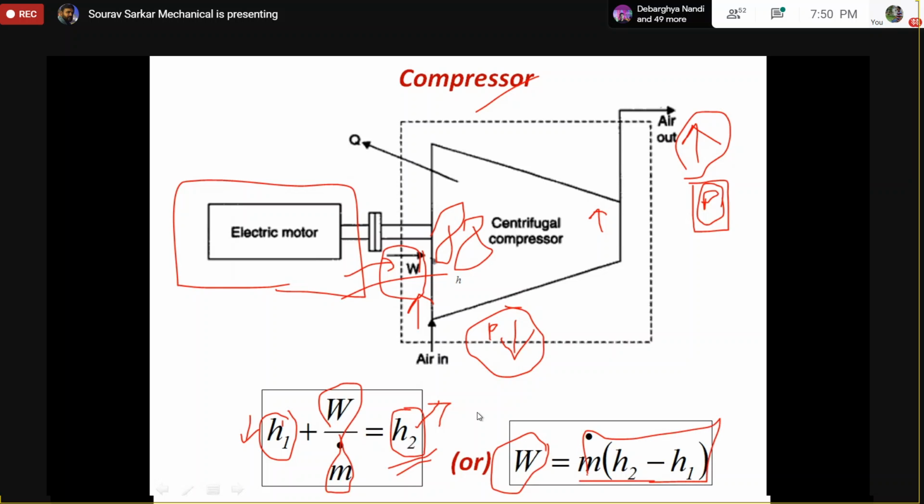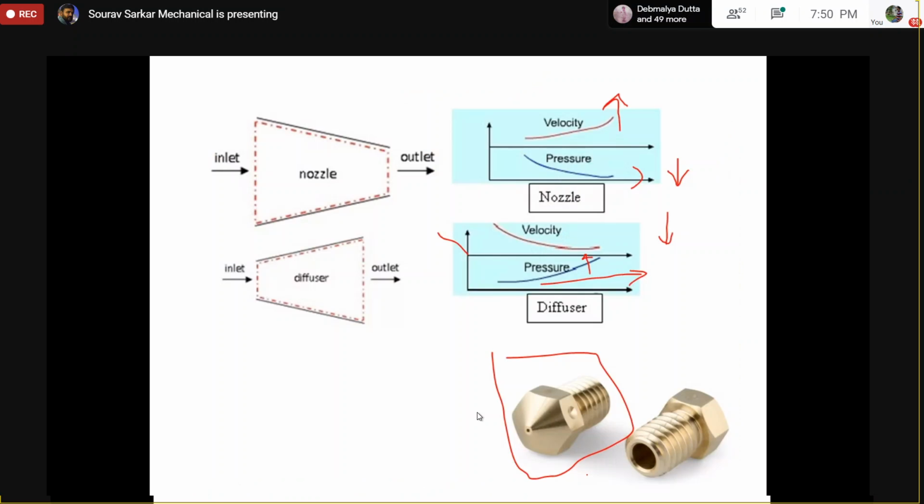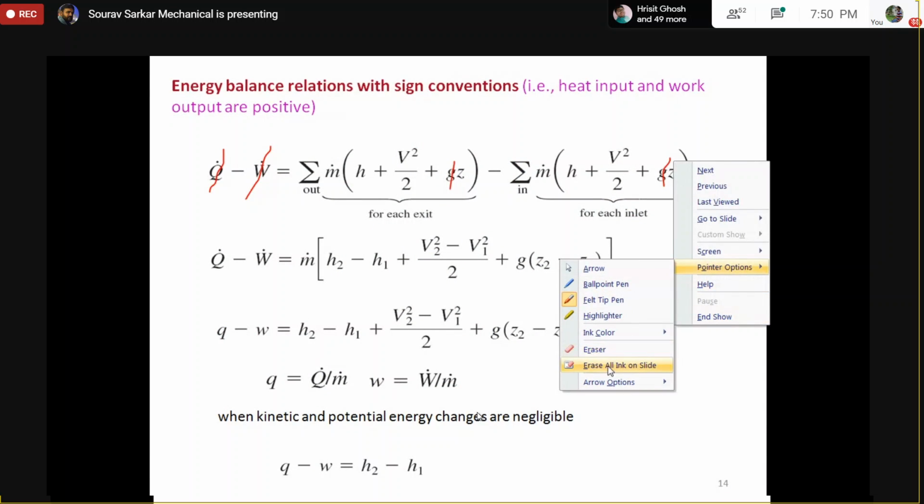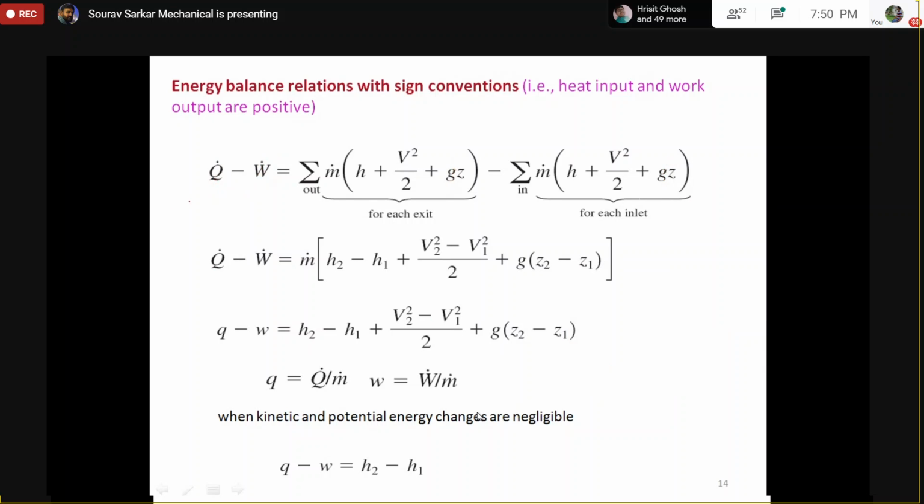So how am I getting it? If I go back to the previous equation, this is our basic equation, which is applicable for everyone. Here, there is no heat transfer. This goes to 0.